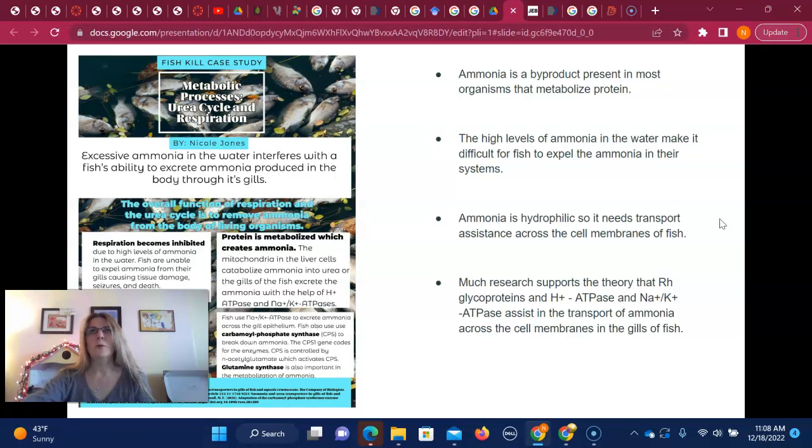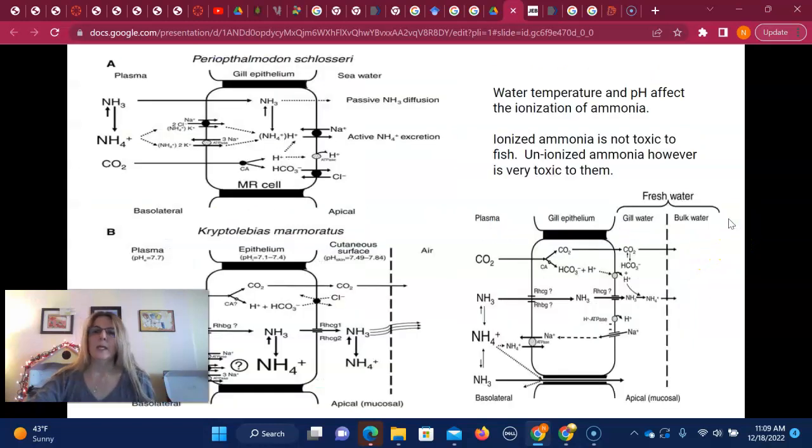It was believed before that the ammonia was expelled by a passive transport process. However, recent research by Wilkie has shown that those Rh glycoproteins, as well as that sodium potassium ATPase, will assist in that transport of the ammonia across the membranes of the fish. And that disruption of it is actually one of the big causes of how ammonia is toxic to the fish.